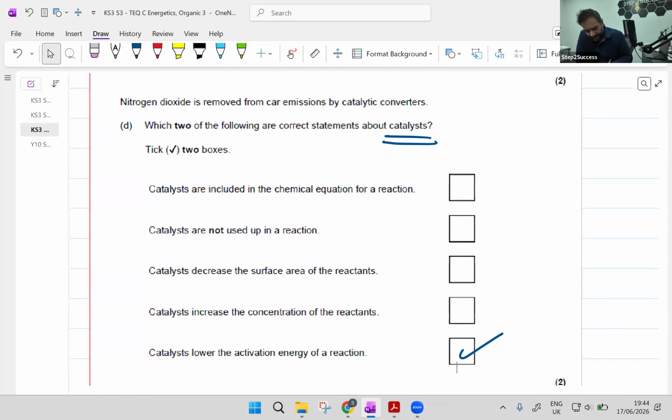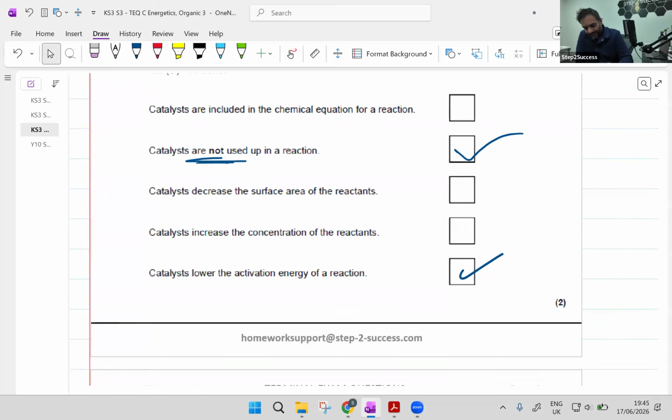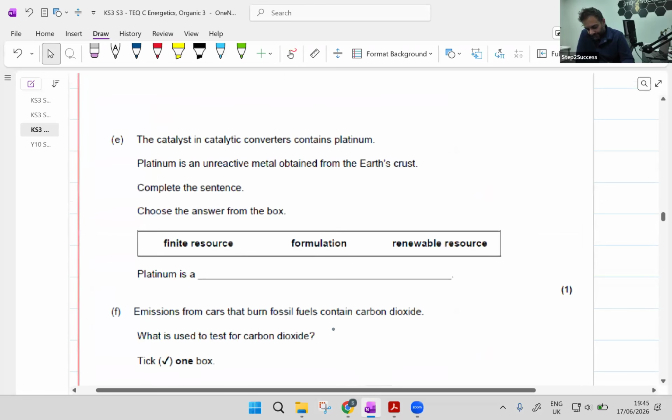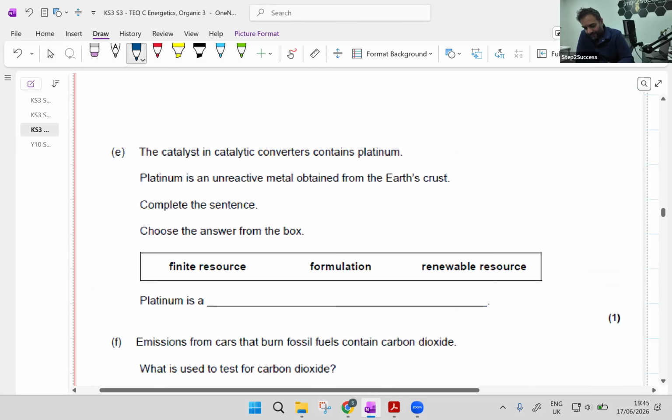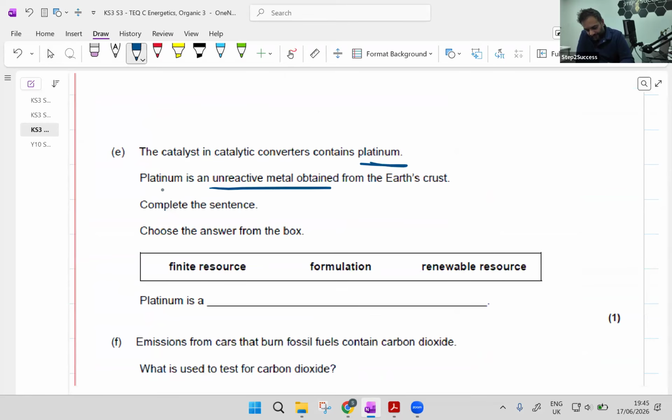And then the other answer is that catalysts are not used up in a reaction. That's that. The catalyst in a catalytic converter contains platinum. Platinum is an unreactive metal. Platinum must be a finite resource. The answer finite means it will run out at some point. So I think it's that.